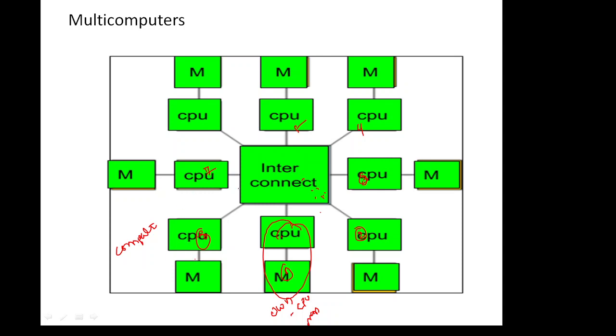How are they connected? They are connected through interconnection or networking. So that is the multi-computers. That is how we are going to differentiate between the multi-processors and the multi-computer.